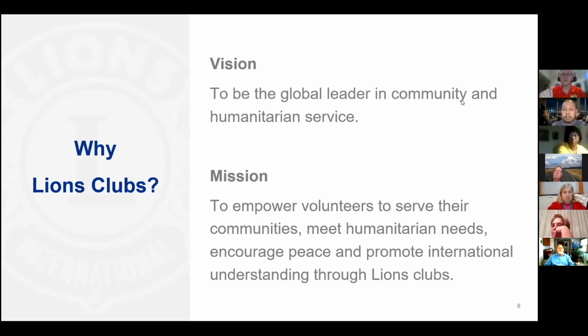You know, a global leader is, or to me, the most important word is community. Have that discussion for a few minutes, and you're writing down ideas, and then you go to the mission: to empower volunteers to serve their communities, meet humanitarian needs, encourage peace, promote international understanding through Lions Clubs.